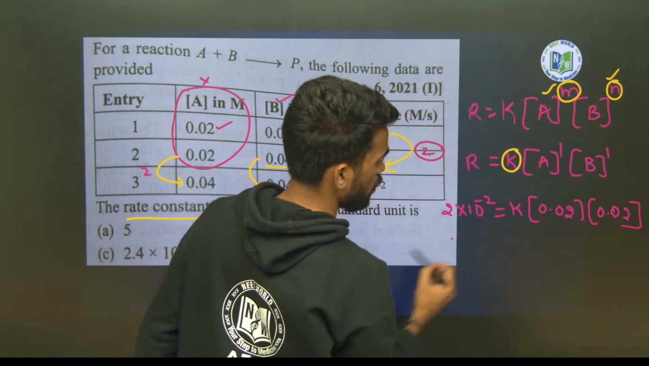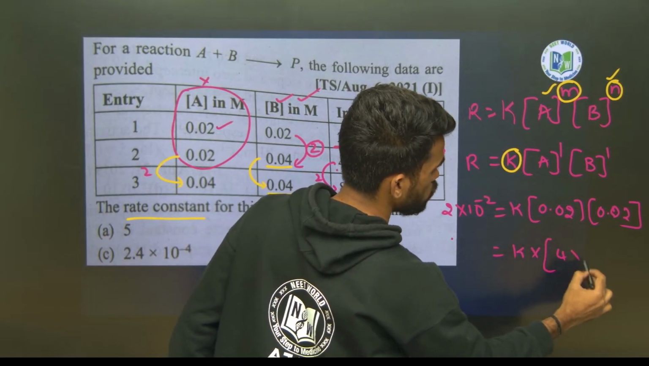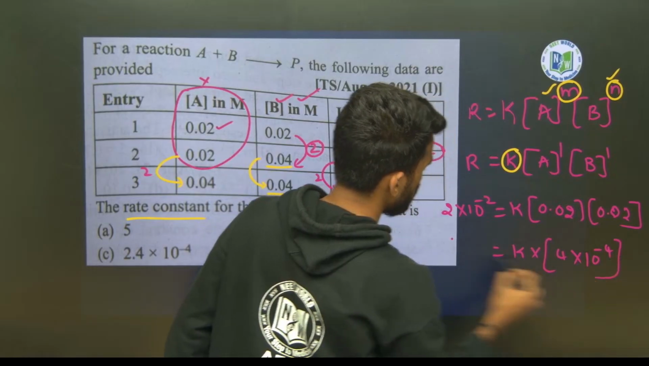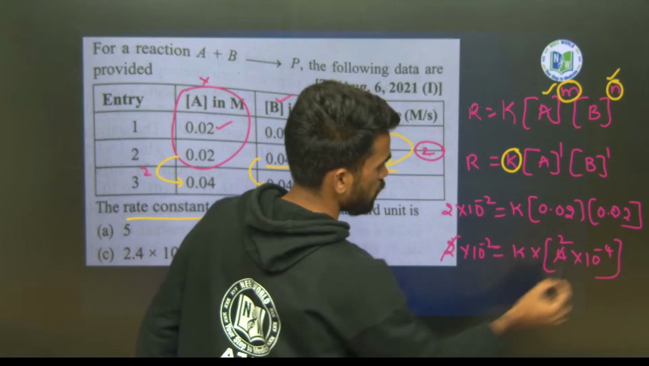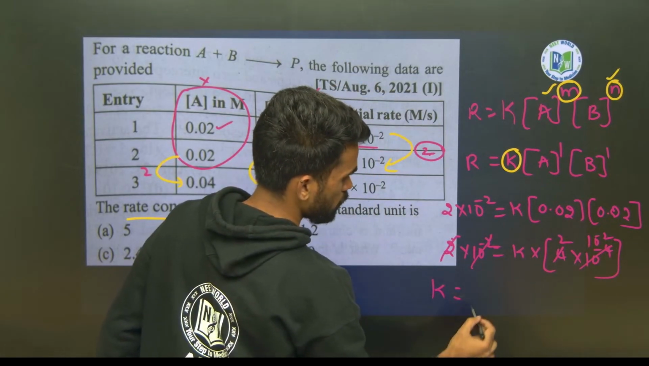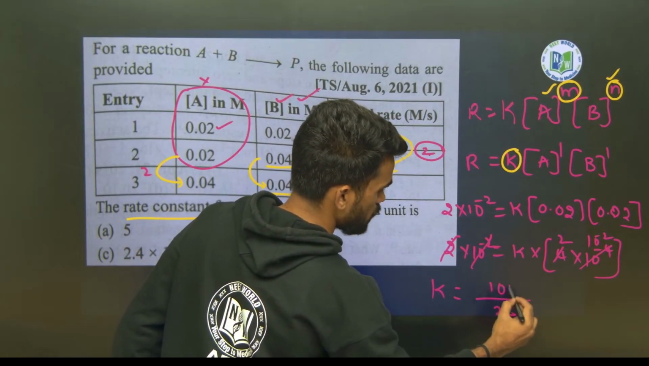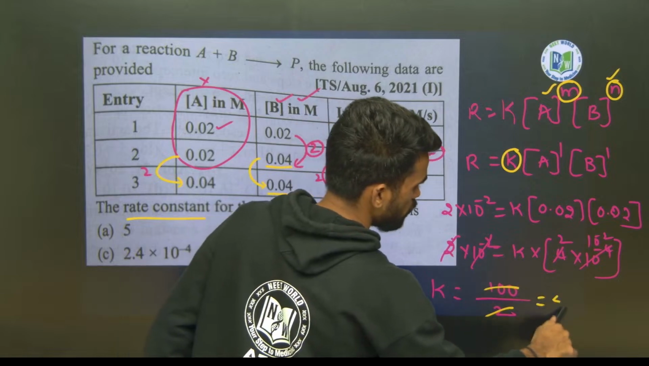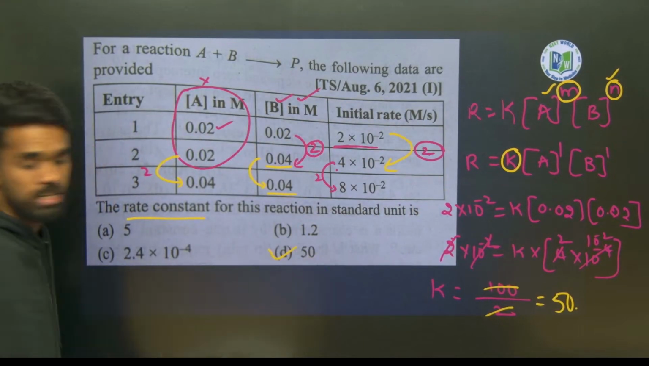Okay, so now K is equal to K into 4 into 10 power minus 4, which I can write as 2 into 10 power minus 2. So this will be 2 times and this will be 10 power minus 2 times. So K, if I send them this side, will be 2 and here I am writing 100. So this answer will be 50. So what is the rate constant here? 50. So option D will be your answer.